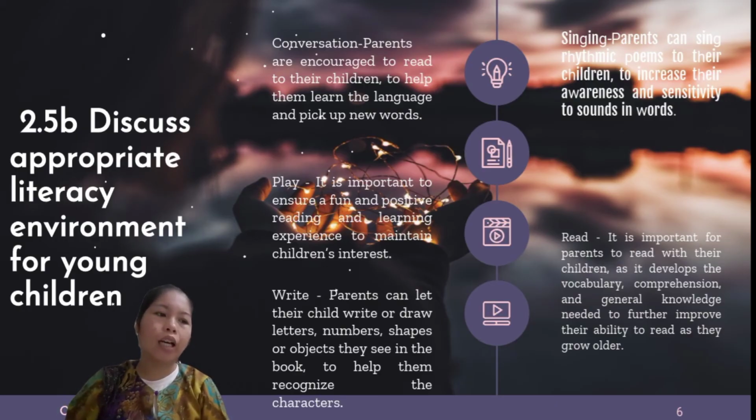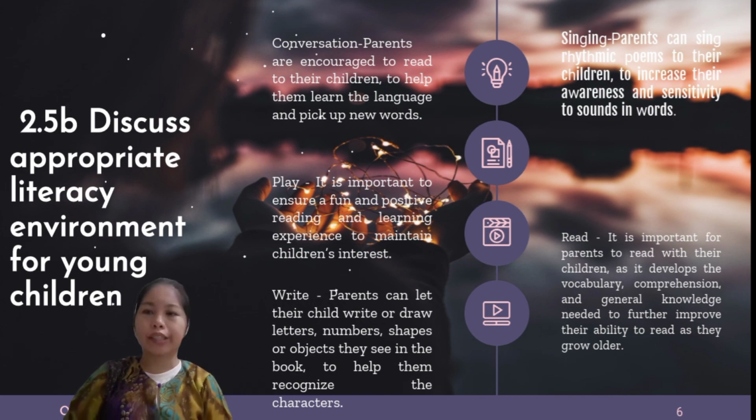There are 5 appropriate literacy environments for young children. The first one is conversation. Parents are encouraged to talk and read to their children to help them learn the language and pick up new words. Second, play. It is important to ensure a fun and positive reading and learning experience to maintain children's interest. And third is write. Parents can let their child write or draw letters, numbers, shapes or objects they see in books to help them recognize the characters.